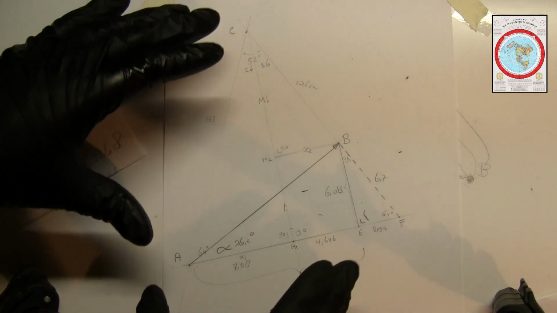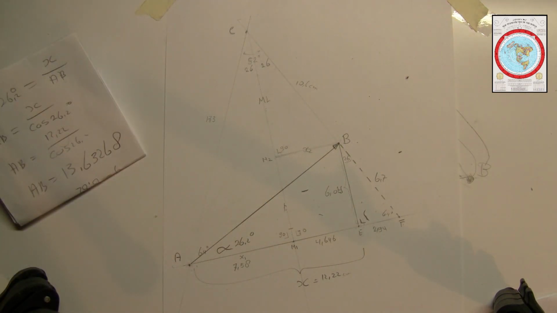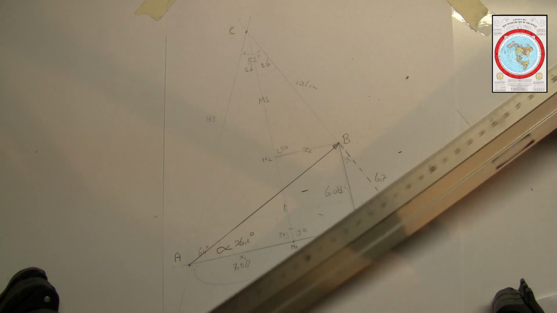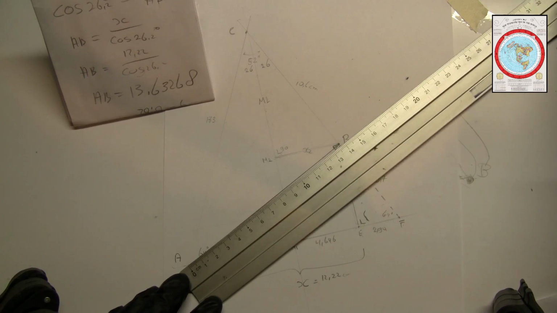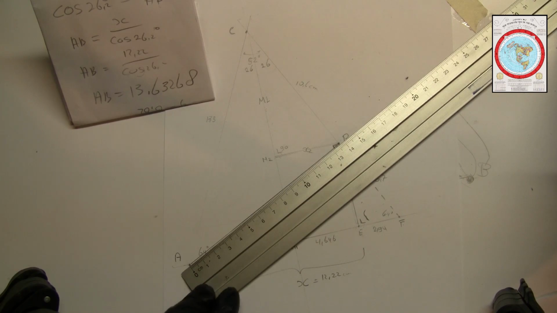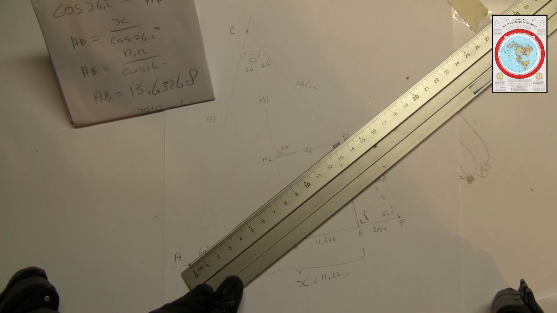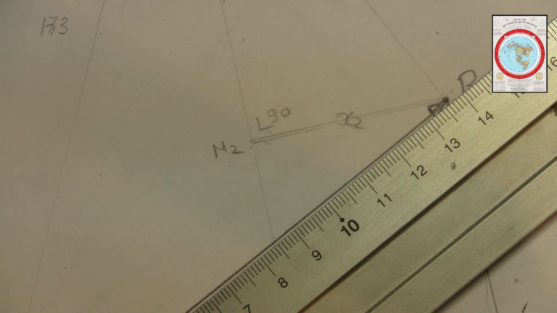To be sure, because this is what we calculated, the distance between A and B, this is a correct scale, so if we measure this distance, it should be the same. So let's measure the distance between A and B. We calculated 13.6, and if we measure it, beautiful. Let me see if I can zoom in. 13.6 centimeters. Perfect.